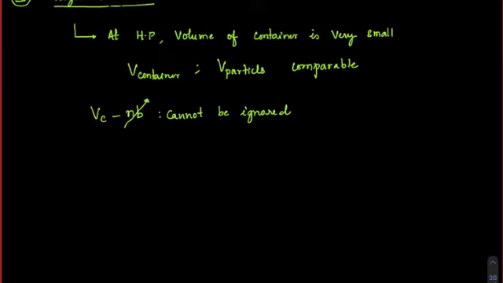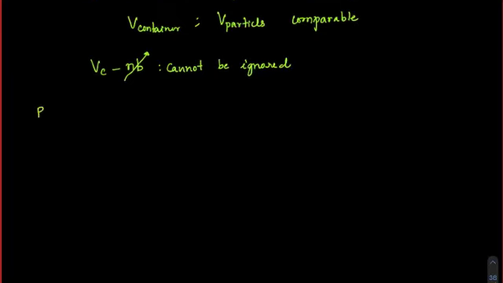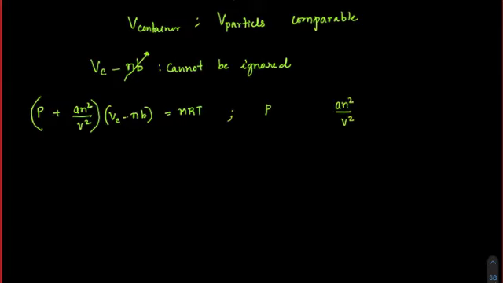Well, if this can't be ignored, let us go to this point now. P of gas, the real gas, plus a n square by V square, multiplied by V minus nb, because this can't be ignored, is equal to nRT, is what we know. Now observe it carefully here. When you are comparing P and a n square by V square, think like this.